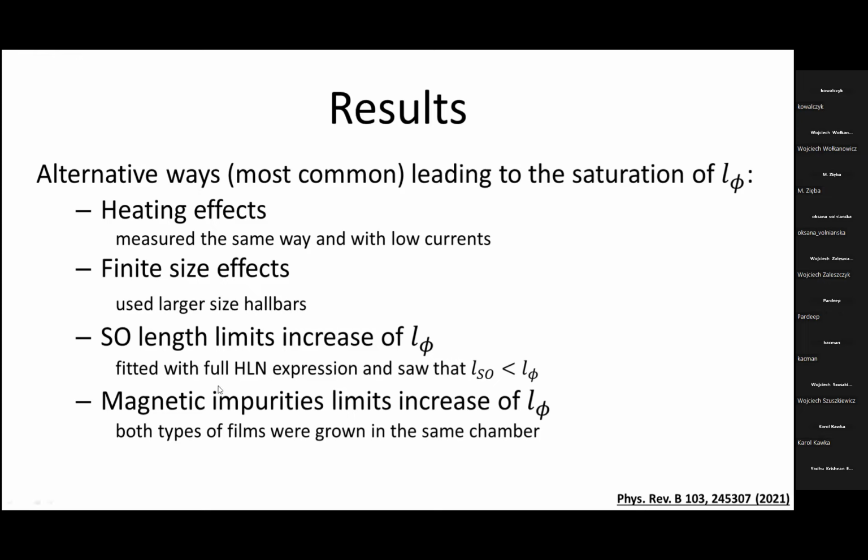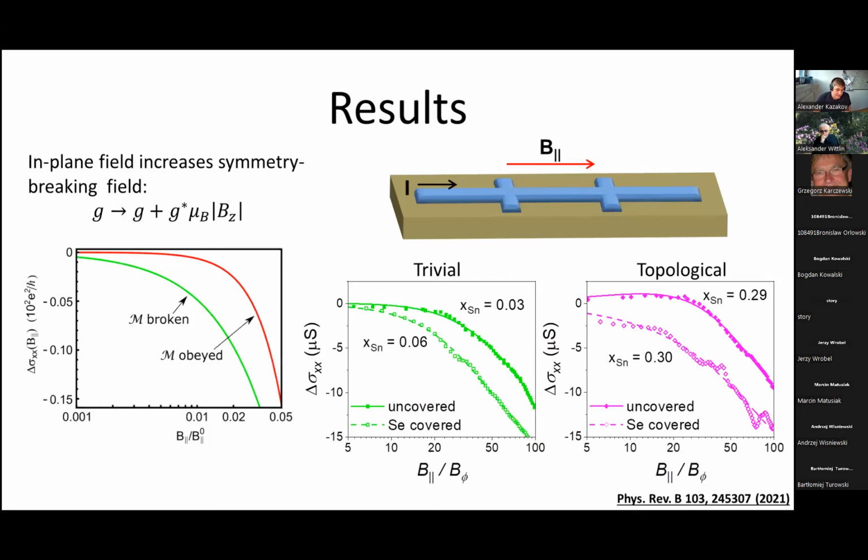Spin orbit length we also estimated with the fitting with the full Hikami-Larkin-Nagaoka expression, and we confirmed that spin orbit length scale was always smaller than the value of inelastic scattering length. We also do not believe that magnetic impurities are responsible for that, since all types of films were grown in the same chamber in the same environment. So there is no reason that magnetic doping can choose particular films to enter.